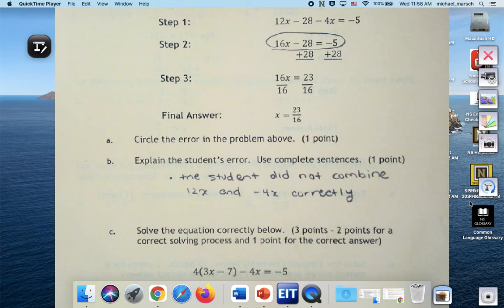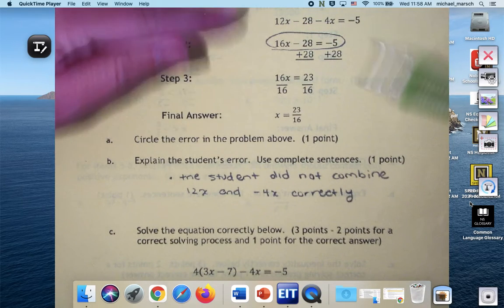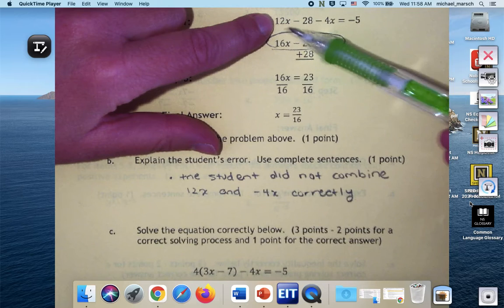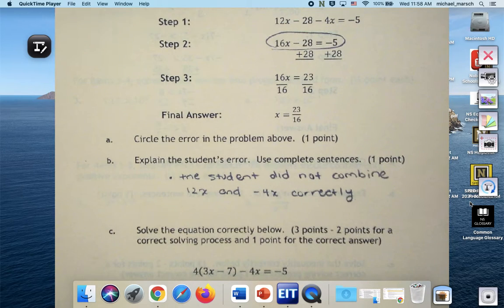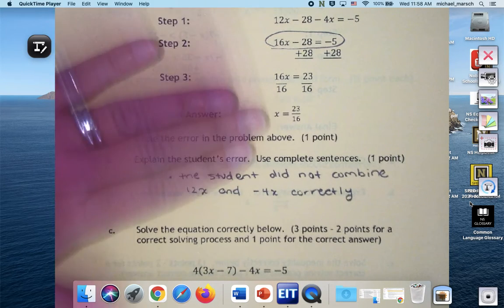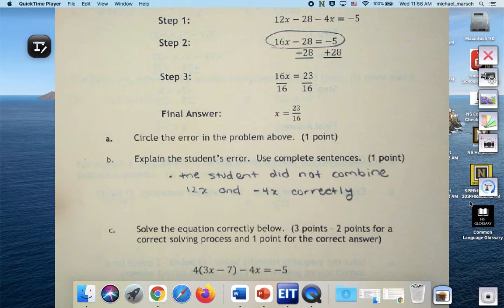Also, there's a lot of different places you could have circled up here. You could have circled here to show that they didn't do that right. I'm going to know if you knew what to circle. I'm going to know if you're on the right track or not. So don't get too concerned about what you circle, okay?